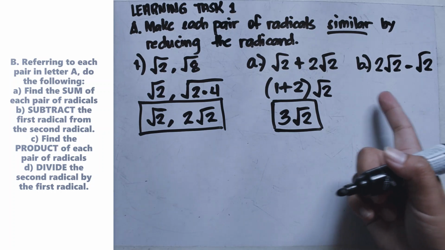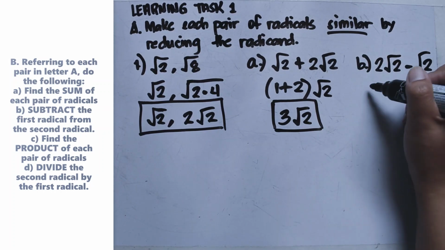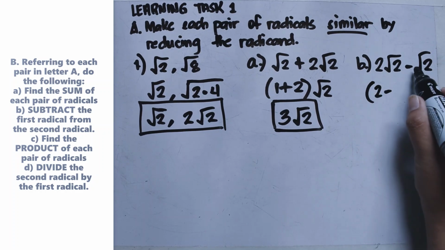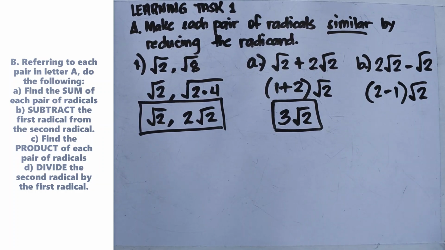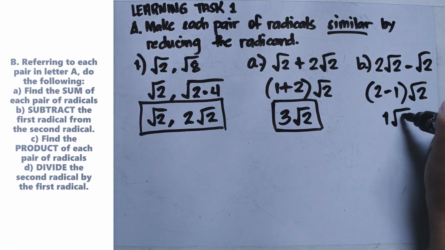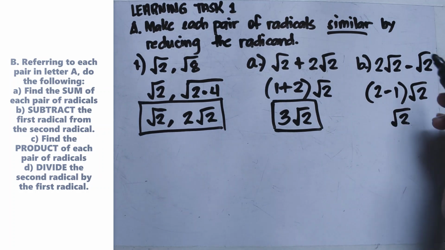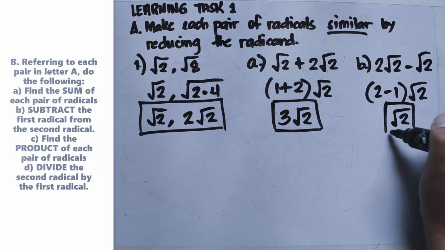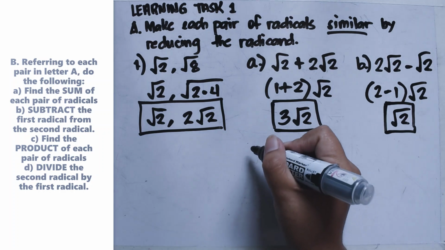We follow the same rule for addition and subtraction. We just subtract the numerical coefficients. In this case, we have 2 minus our invisible 1, and then just copy the same radical. Then we simply subtract. So, 2 minus 1 is 1 square root of 2, or simply, we don't need to write the 1 as the numerical coefficient. Therefore, this will be our final answer for letter B. So it's easy, right? Let's now proceed with letter C.